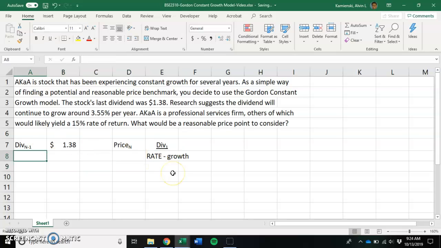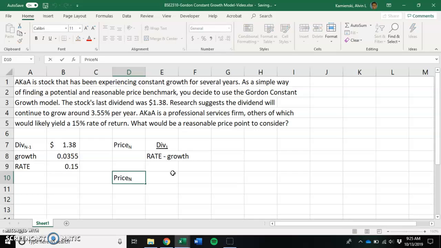So the problem also suggests that that growth for us will be 0.0355 going into the future, and that investors would expect a 15% opportunity cost of capital or rate of return for stocks that are similar, so that if we were to try to calculate the price right now of this particular stock, it would be equal to $1.38 times 1 plus the rate of growth.